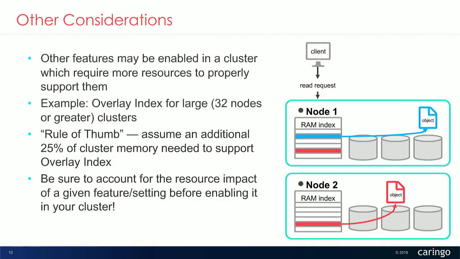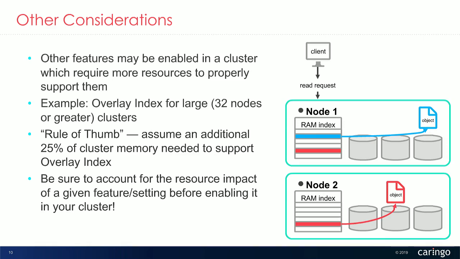So what are some other considerations you need to bear in mind when sizing for an initial install, and then trying to anticipate how much more you need to add to the cluster over a given period of time? There are certain features that you can enable within Swarm, which may require more resources to properly support them. Some examples of that include items such as our overlay index. And that's used typically in what we would consider to be large, 32 node or server or greater clusters.